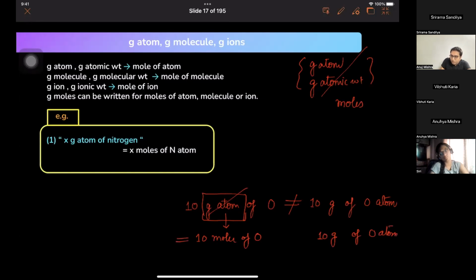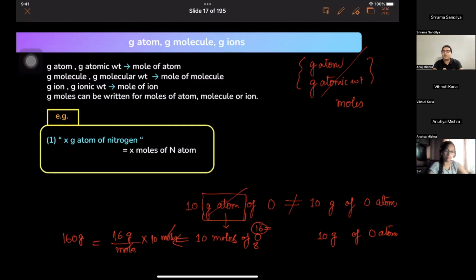So left hand side is how much? 10 moles of oxygen. And we know oxygen is 8O16, and 16 gram is its atomic weight value for 1 mole. So you have 10 moles, which is actually 160 gram. Is that clear? Why I was saying that these two are different things. I hope this point is clear to everyone. So 10 gram atom is 10 moles of atom, which is 160 gram.